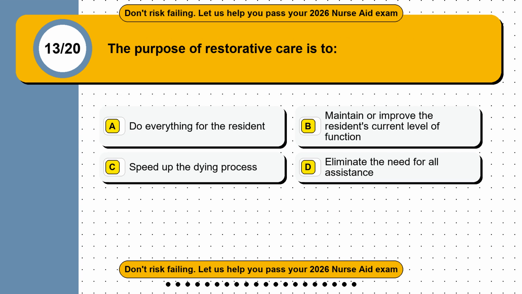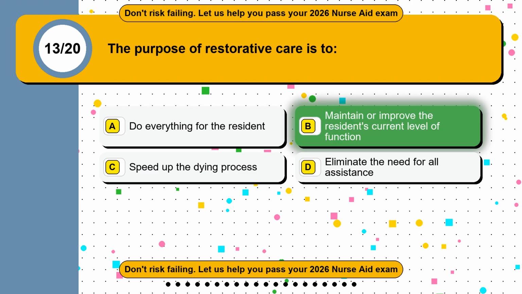Question 13. The purpose of restorative care is to: Option A, do everything for the resident. Option B, maintain or improve the resident's current level of function. Option C, speed up the dying process. Option D, eliminate the need for all assistance. The correct answer is option B, maintain or improve the resident's current level of function.